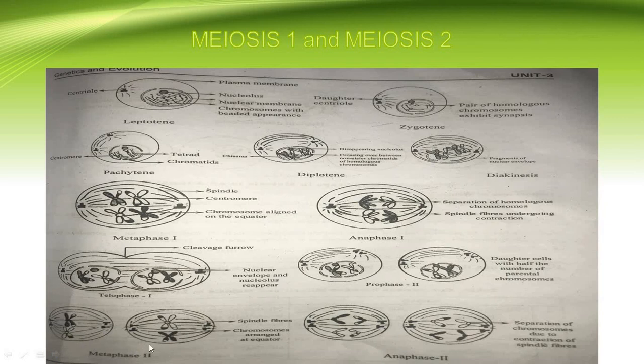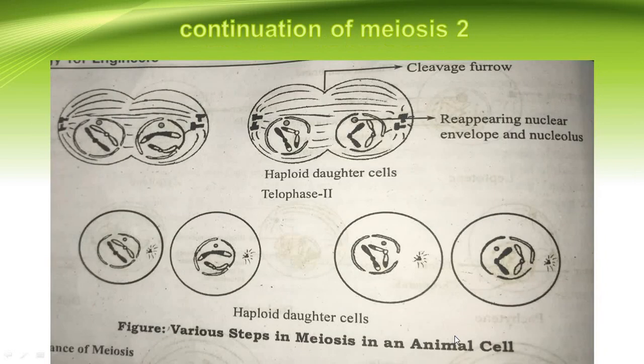Then in the metaphase, again you can see the chromosomes aligning at the equator. They will arrange themselves at the equator. Then in anaphase they will start moving towards the edges, at the ends, due to contraction in the spindle fibers. The chromosomes will separate and move away from the equator in the anaphase. This is the continuation of meiosis 2.